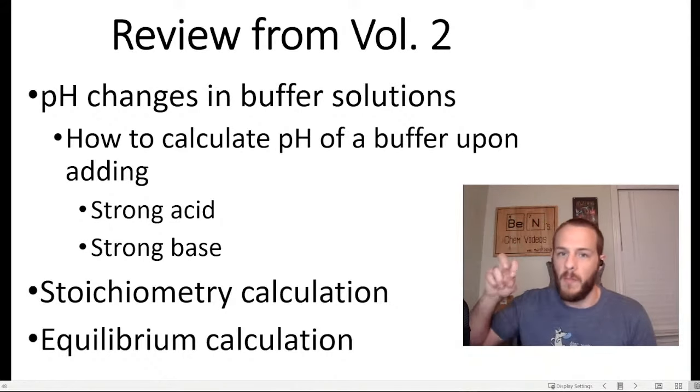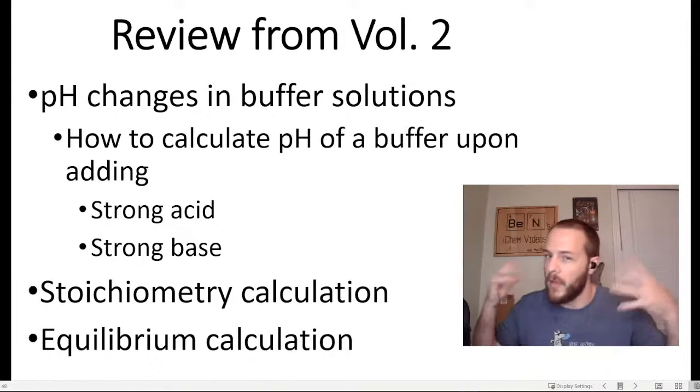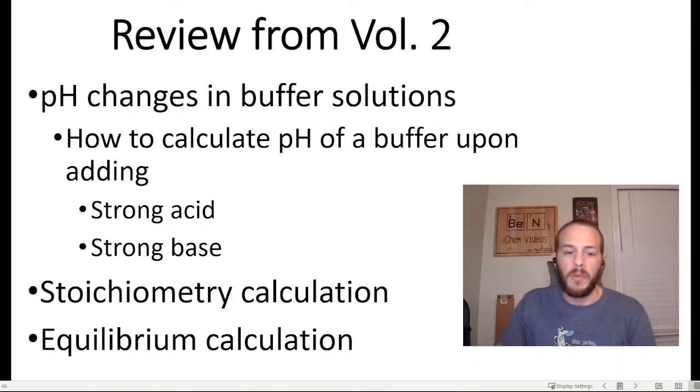If you add a small amount of acid or a small amount of base to a buffer, we know that the pH change will be very, very small, but nonetheless, it does change by some amount. And so we learned how to calculate those changes. It's basically a 2-part calculation where you have your stoichiometry calculation followed by your equilibrium calculation.